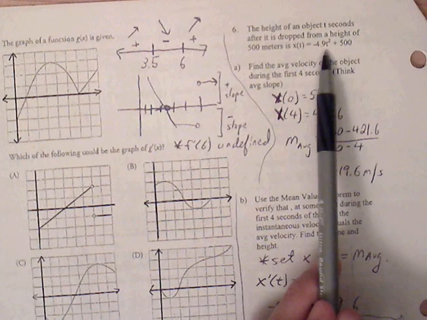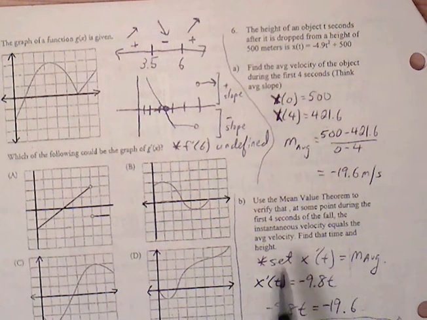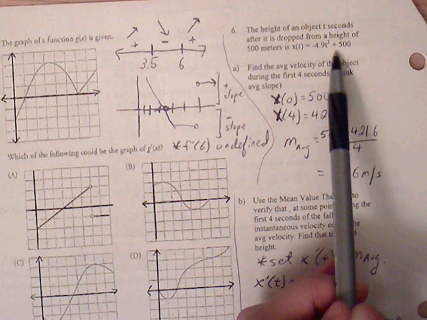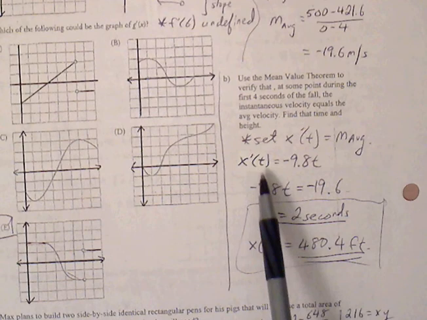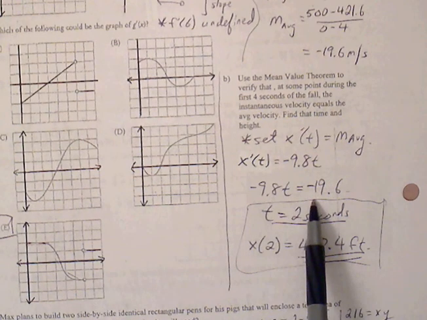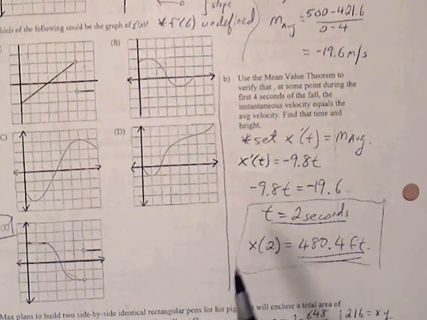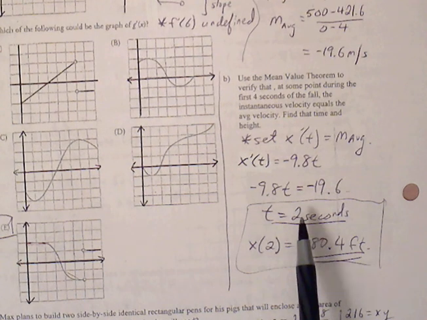We can go through power rule, bring down the 2, we get negative 9.8t. The 500 is constant, that will go to 0. So then we set our derivative function equal to the average slope. Now we simply divide by negative 9.8. We get t equals 2 seconds.